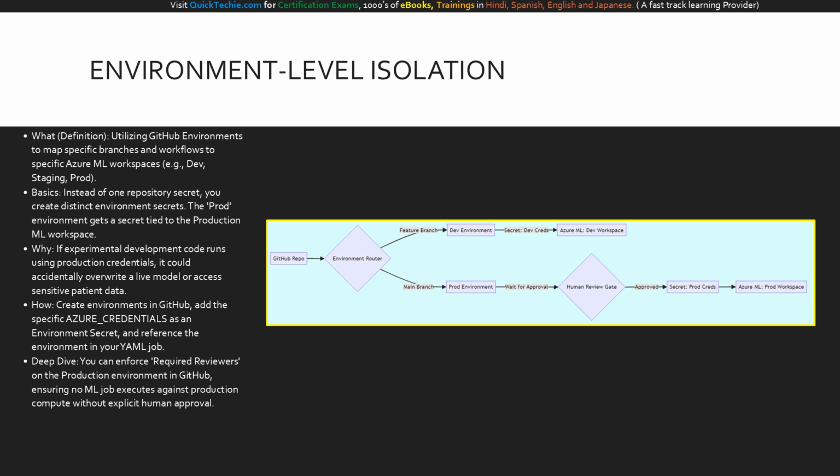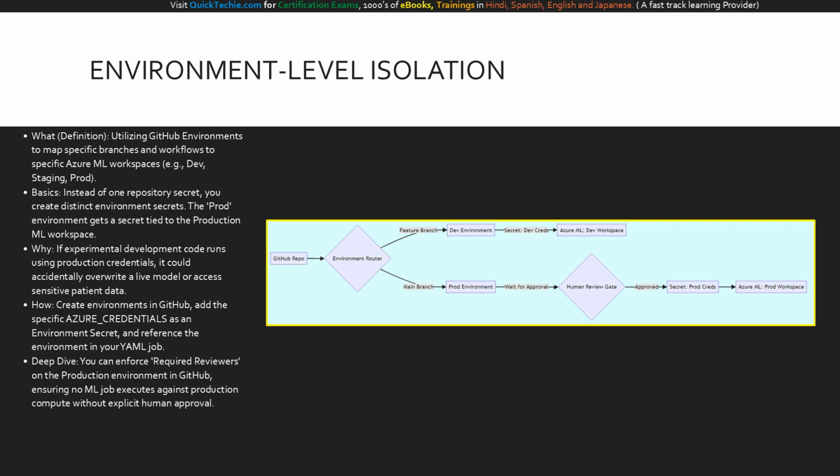To solve this, we use GitHub environments. We create an environment called dev and store the dev workspace credentials there, and a separate environment called prod with production credentials. In your workflow, you specify which environment the job belongs to. As an added layer of security, we can mandate required reviewers on the prod environment. Even if the automated tests pass, the pipeline halts until a senior architect explicitly approves the run against the production cluster.